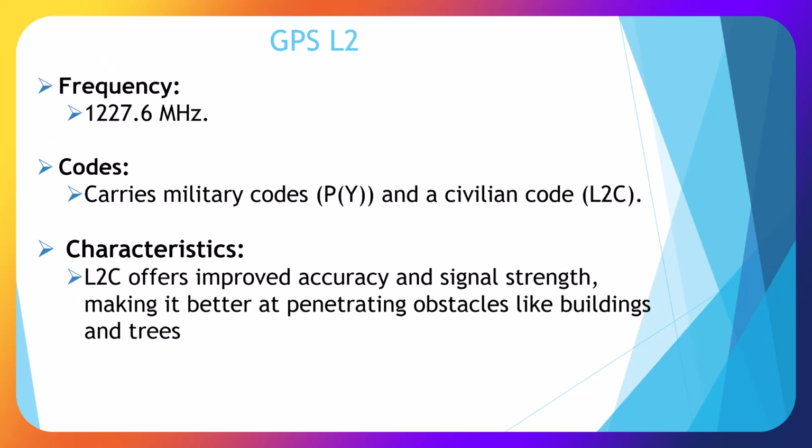GPS L2 has a frequency of 1227.6 megahertz. It carries the military codes P and Y, and a civilian code, L2C. L2C offers improved accuracy and signal strength, making it better at penetrating obstacles like buildings and trees.